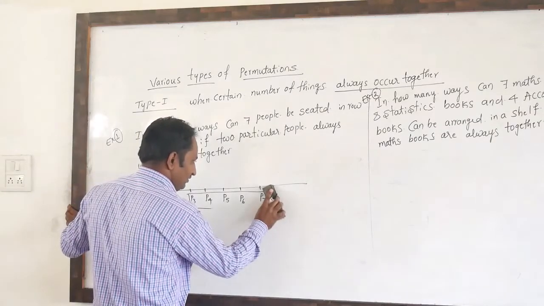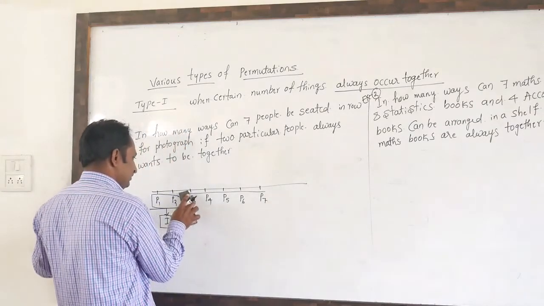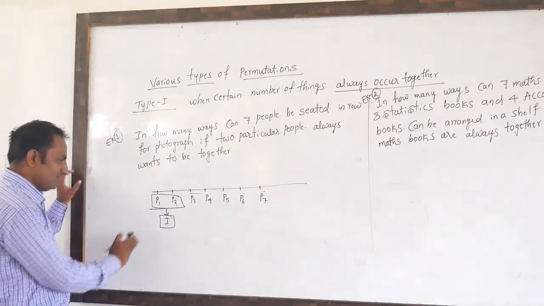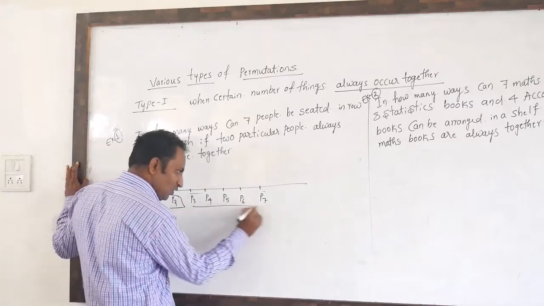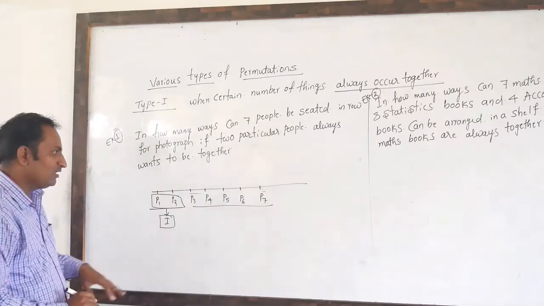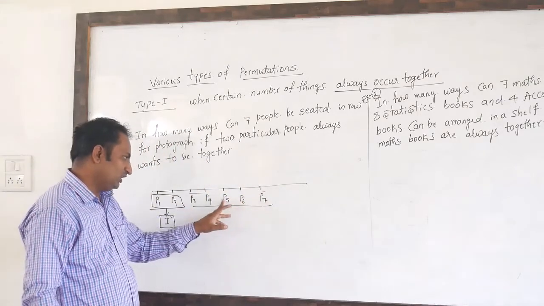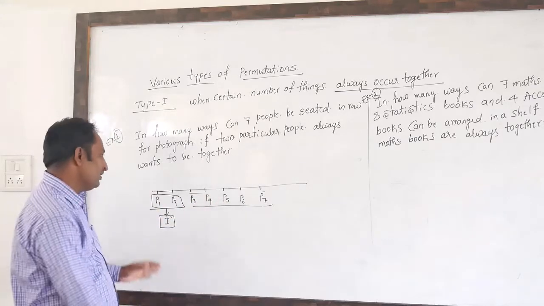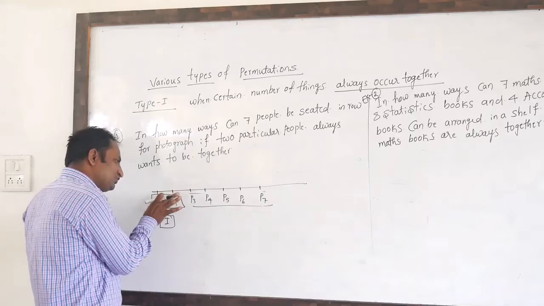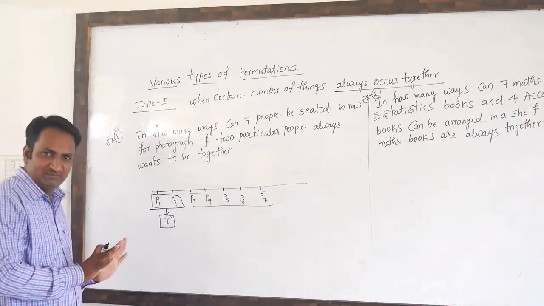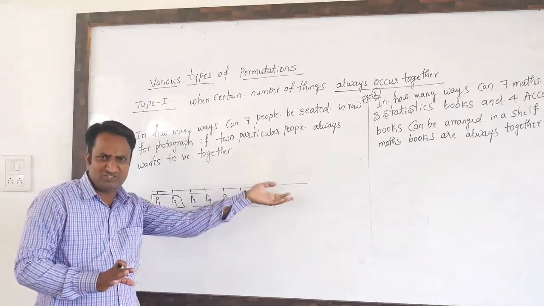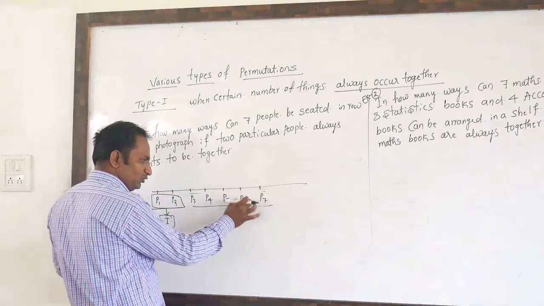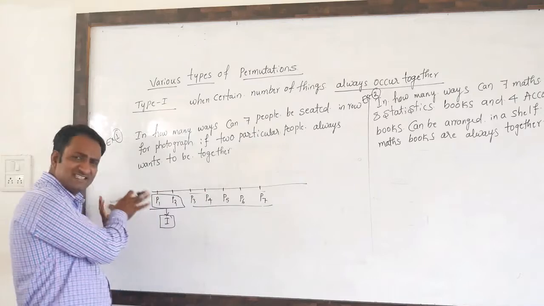Here, these two people always want to be together. This is one type, and here also one type we can mention. Here 1, 2, 3, 4, 5, 6 arrangements are there. Only these two people are always together, and the remaining alternately change. That's why totally we can consider 1, 2, 3, 4, 5, 6.